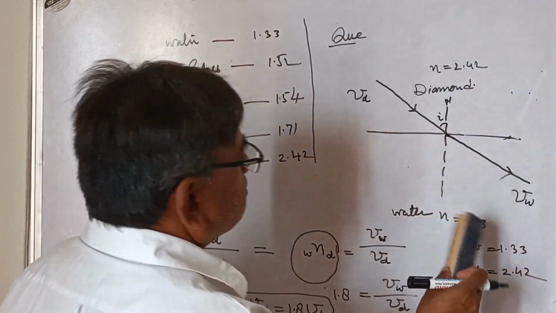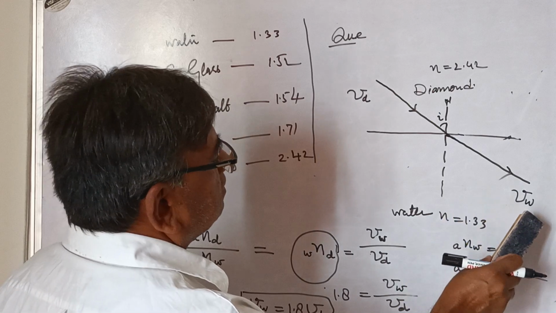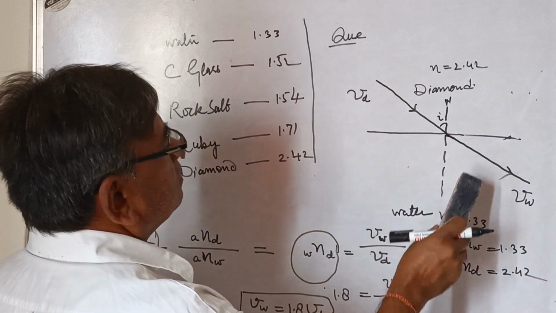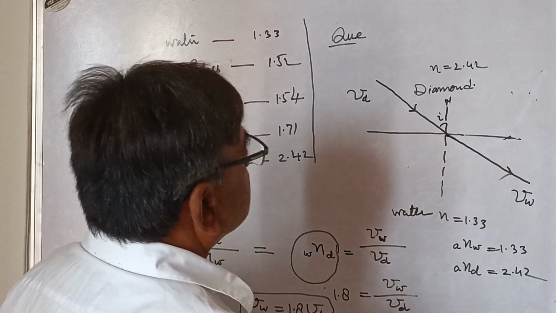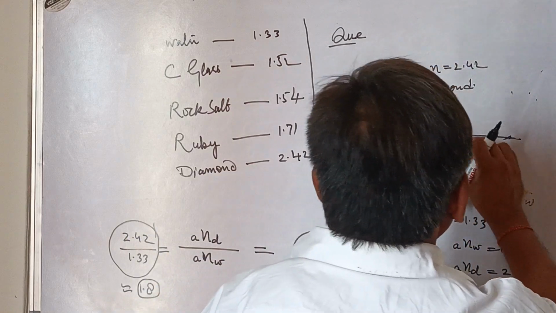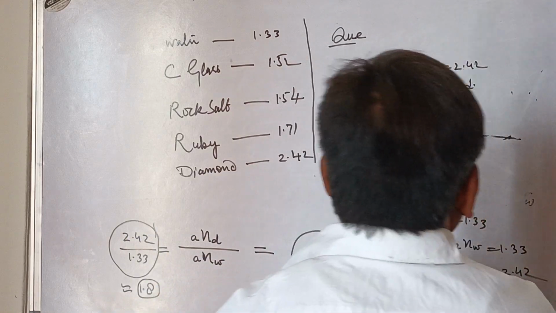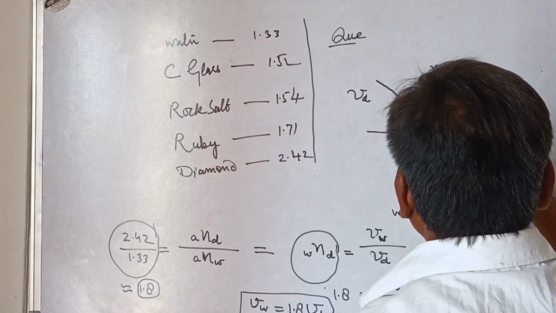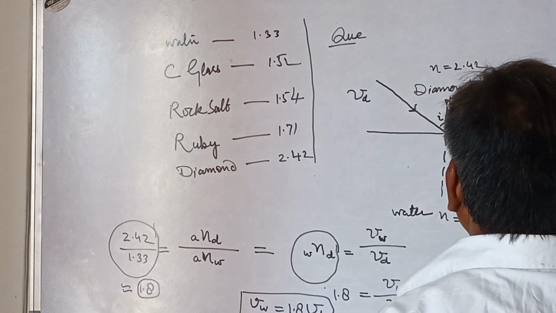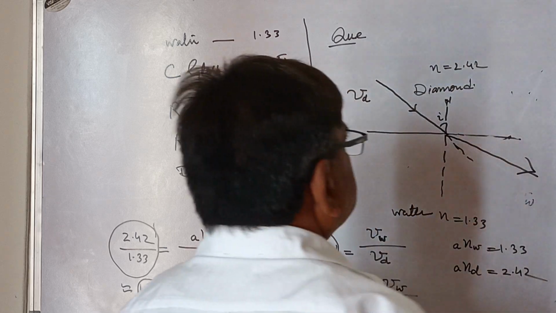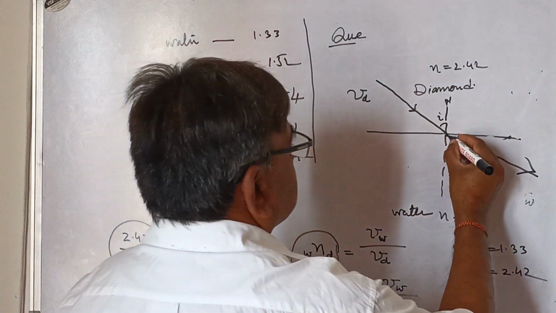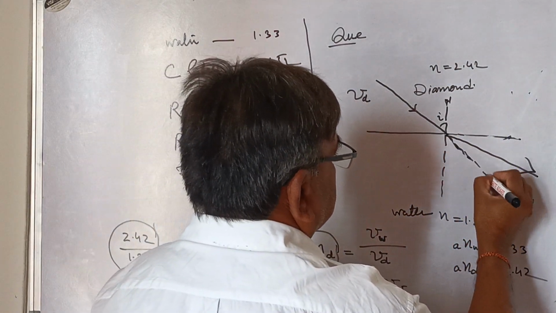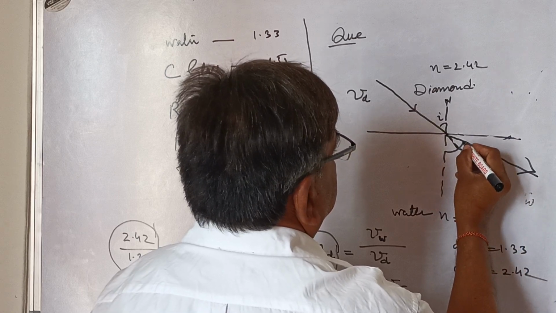If you reverse this, the light traveling in water, this is the direction, then it will go in this direction, away from the normal. This will not follow the original direction, this will be the refracted ray.